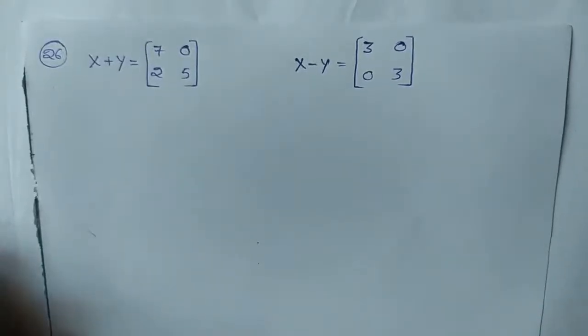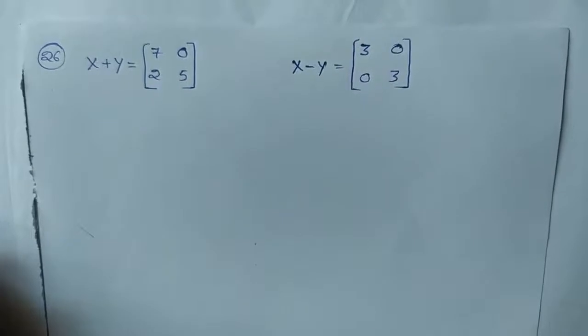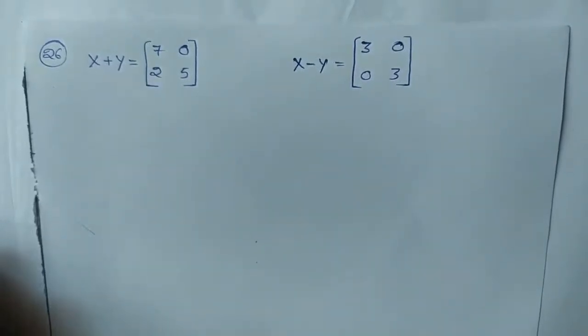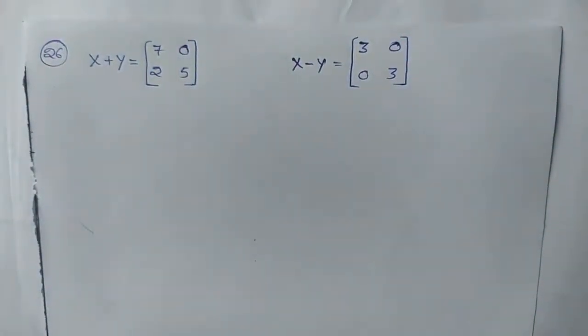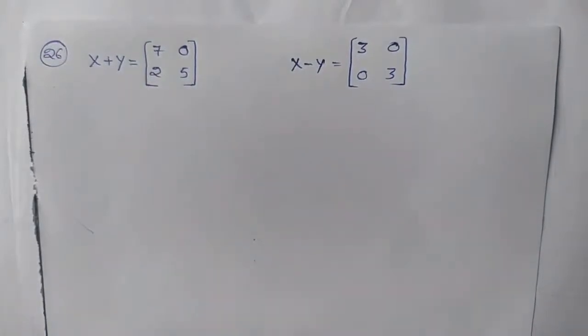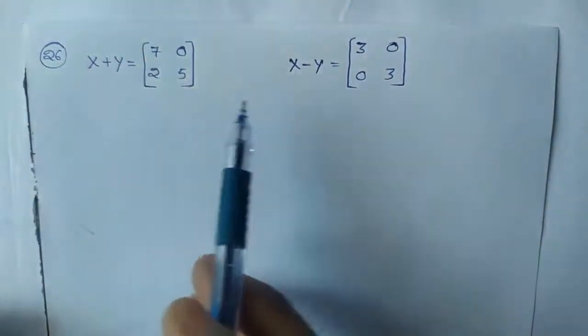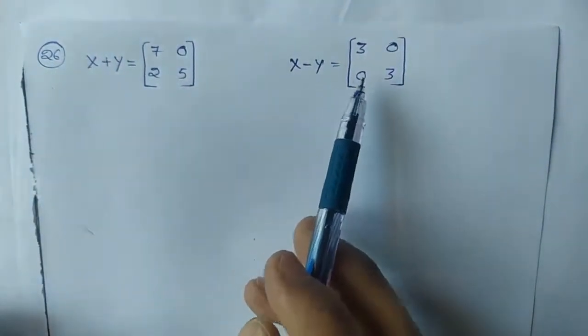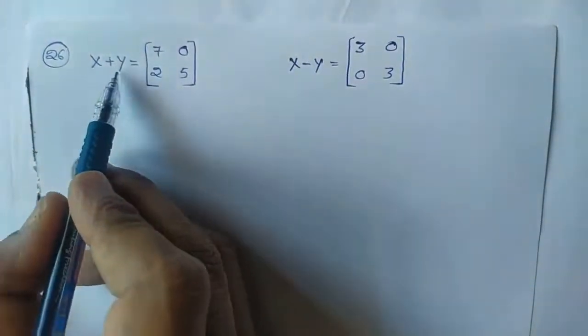Hi dear students, welcome to the next video of question paper solving. See the 26th question in your question paper. In the 26th question we have to find x and y, which means we have to find the matrices x and y, given that x plus y equals the matrix [7 0; 2 5] and x minus y equals the matrix [3 0; 0 3]. We have to find the matrices x and y.